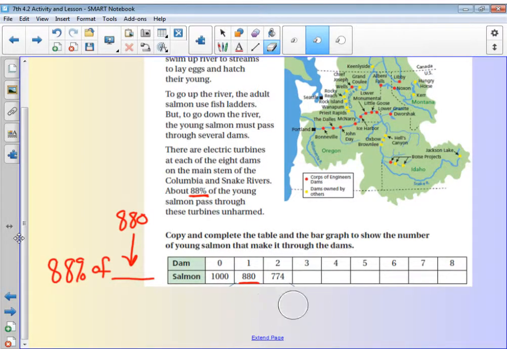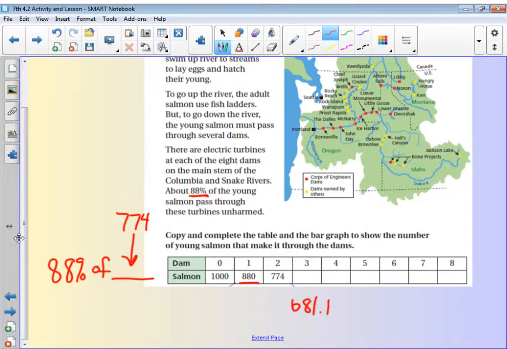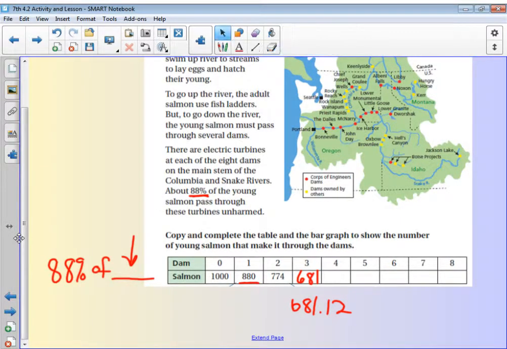Now we'll continue with the 774. 0.88 times 774 gives us 681.12. Once again, we want to work with whole salmon because we can't have 0.12 of a salmon, so we've got 681 here. What I would like you to do is continue working this pattern and finish out the table. Go ahead and pause your video and finish working out dams 4 through 8, and then start the video back up to check your answers.